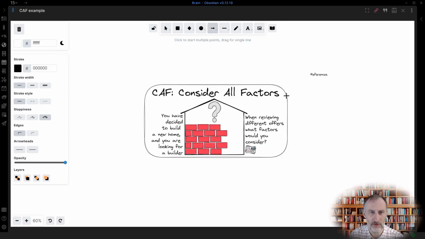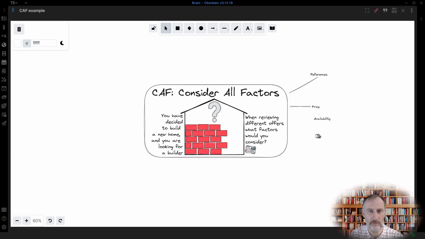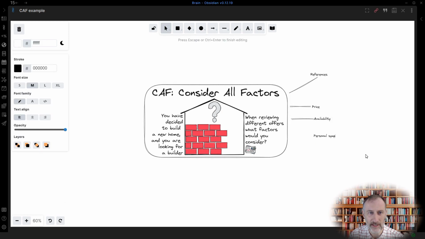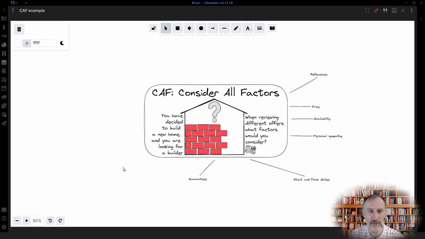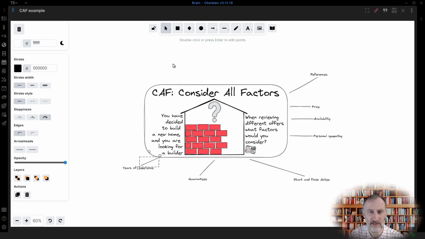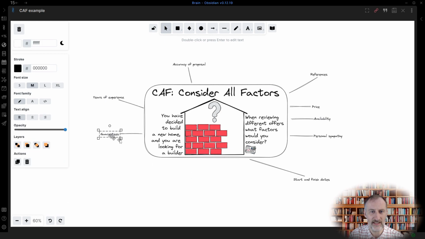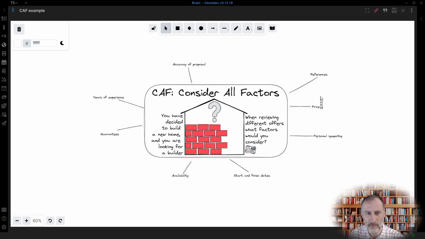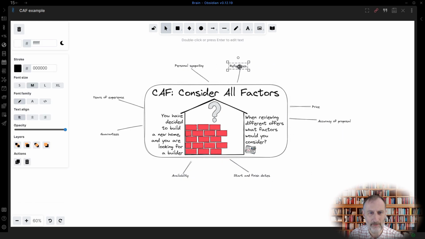Consider all factors, or in short, CAF, is an attention-directing algorithm. It is designed to increase the breadth of our perception. You first state the situation, then start to list all the factors that should be considered when dealing with the situation. For the sake of this example, let's consider you are building a new home and looking for builders. This quick mind map is a brainstorm of different factors to consider when reviewing the offers.